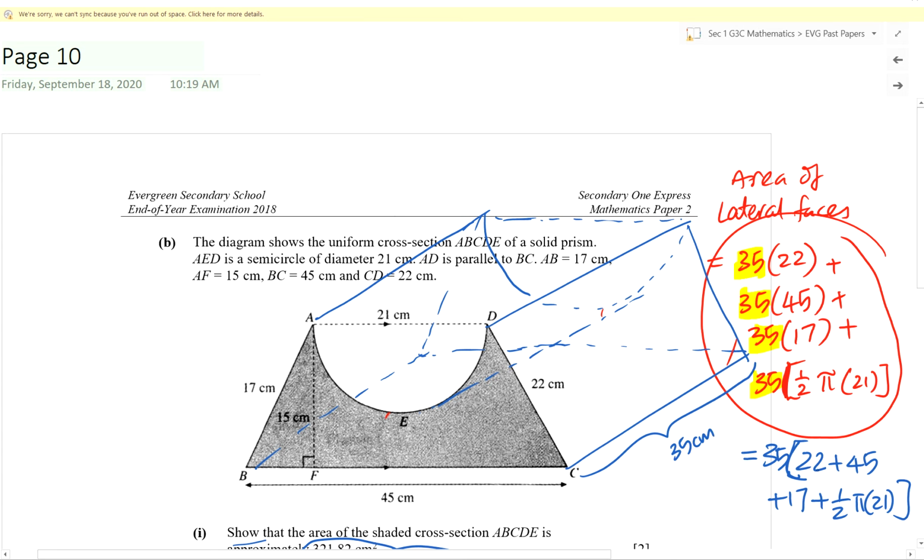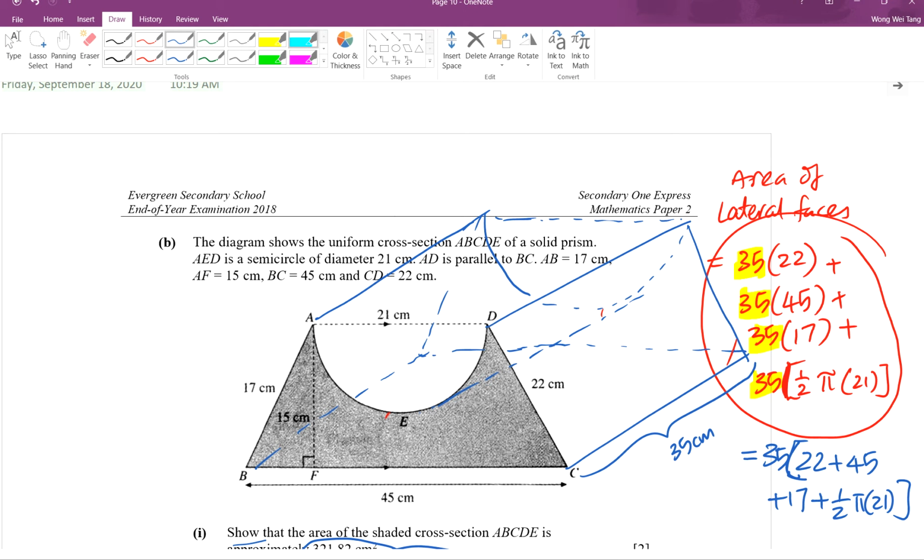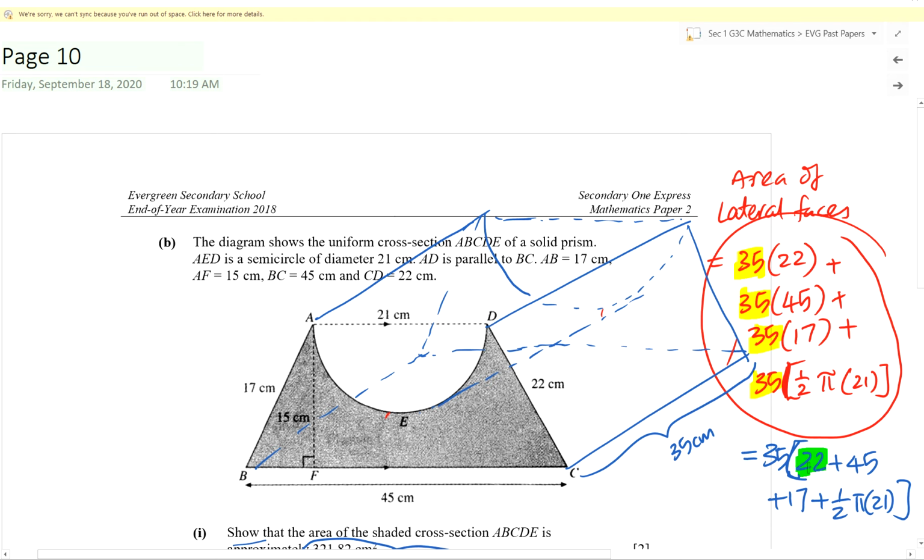So what exactly is this 22 plus 45 plus 17 plus half pi 21? Let's trace out what we did to get those. Okay, so the first 22 came from here.